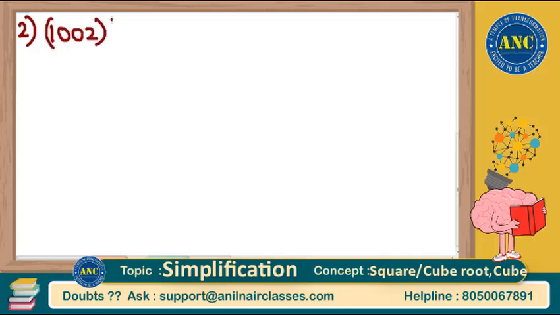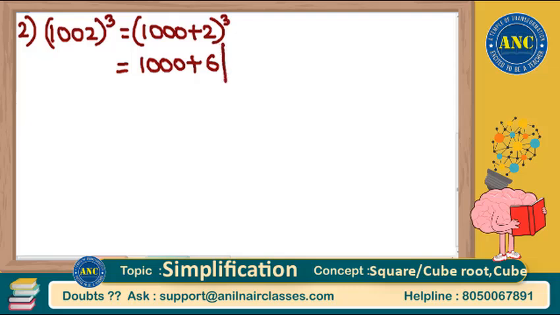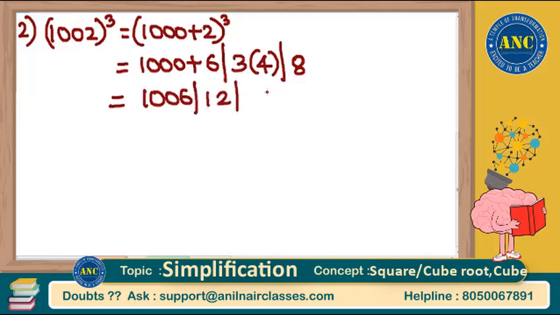Let us keep taking multiple questions, sir. 1002 whole cube, let us take. 1002 whole cube is 1000 plus 2 whole cube. The b value is 1000, the x value is 2. b plus 3x: 1000 plus 3 into 2, which is 6. 3x square: 3 into 2 square, which is 4, slash x cube, 2 cube is 8. If I simplify, this is 1006, 3 into 4 is 12, 8 I will write as it is. Last two places should have k digits. 1000 is 10 power 3, so the k value is 3. Last two places should have 3 digits.